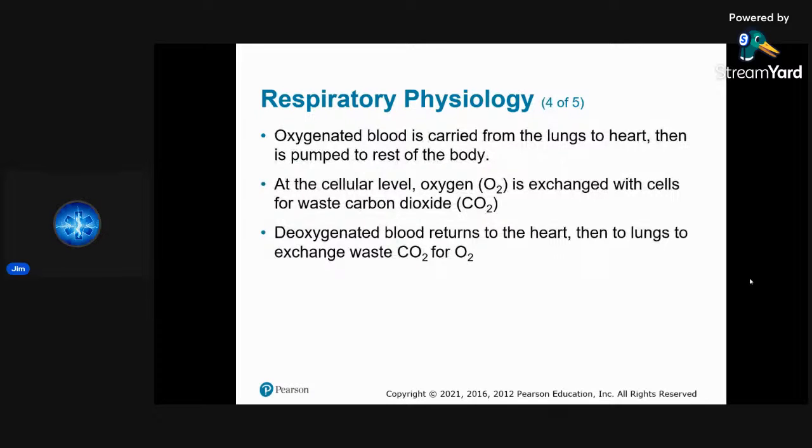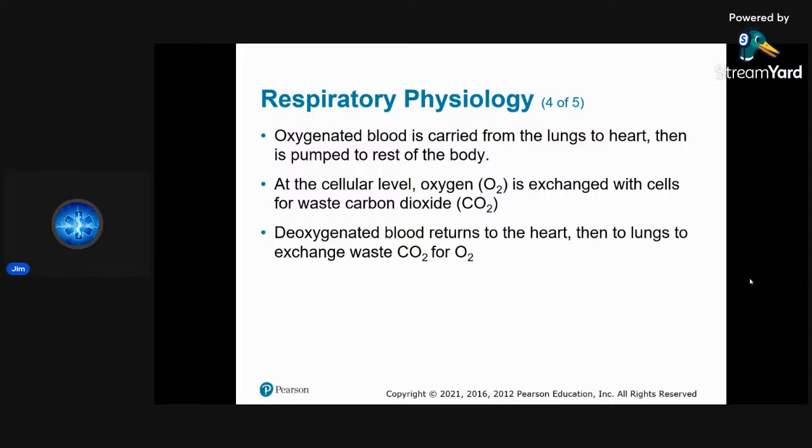Oxygenated blood is carried from the lungs to the heart and pumped into the rest of the body. At the cellular level, O2, or oxygen, is exchanged with cells and it picks up the waste product of CO2, which we will go into in more detail next chapter. But it uses the oxygen for energy, that and glucose. And during this process, the waste product is carbon dioxide.